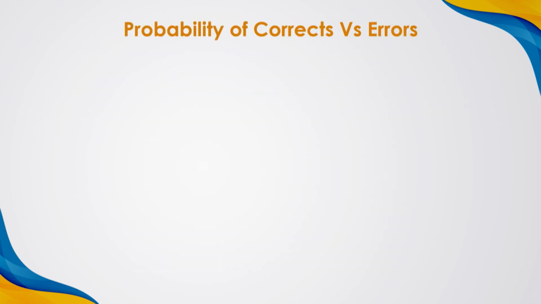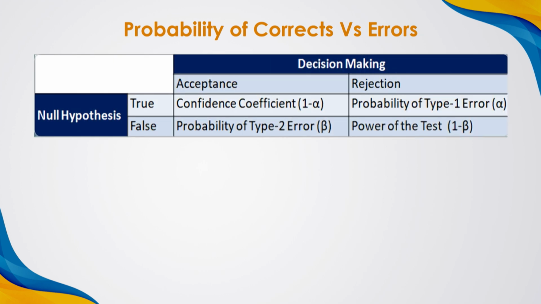Probability of corrects versus errors. In this table, rejecting a null hypothesis H naught when it is true is called type 1 error, alpha. Accepting a null hypothesis when it is false is called probability of type 2 error. Then accepting null hypothesis when it is true is called confidence coefficient, 1 minus alpha. Then rejecting a null hypothesis when it is false is the power of the test, 1 minus beta.